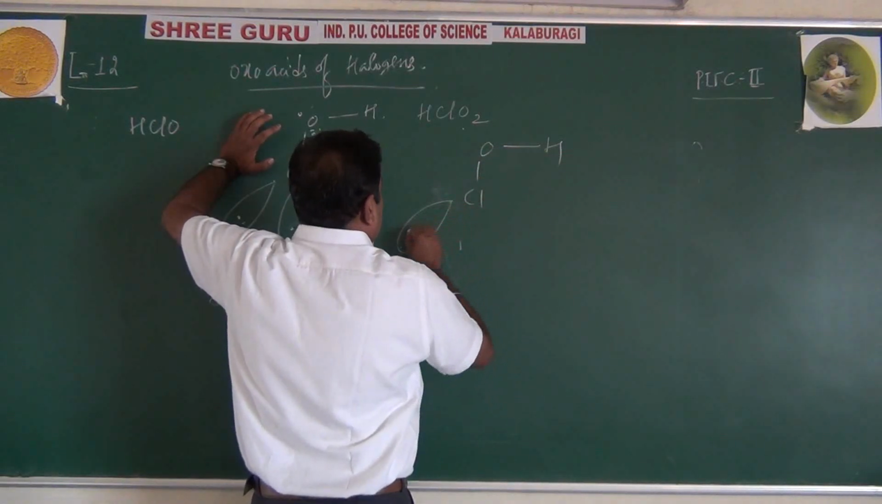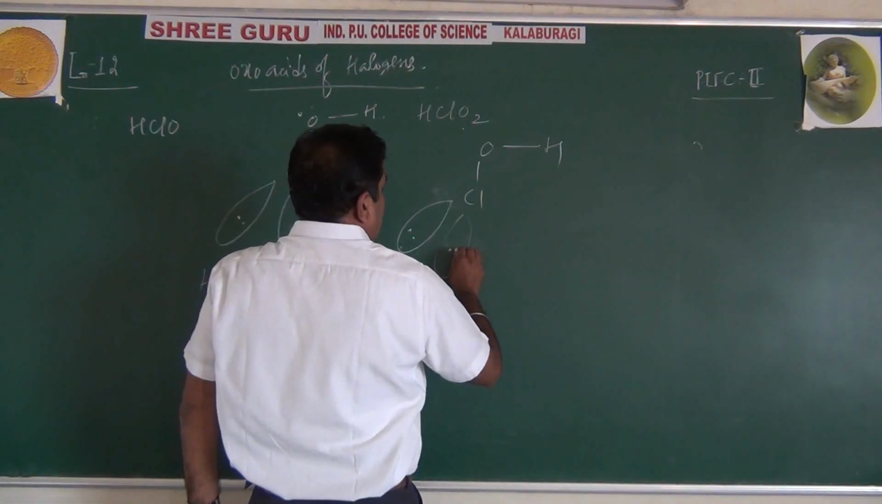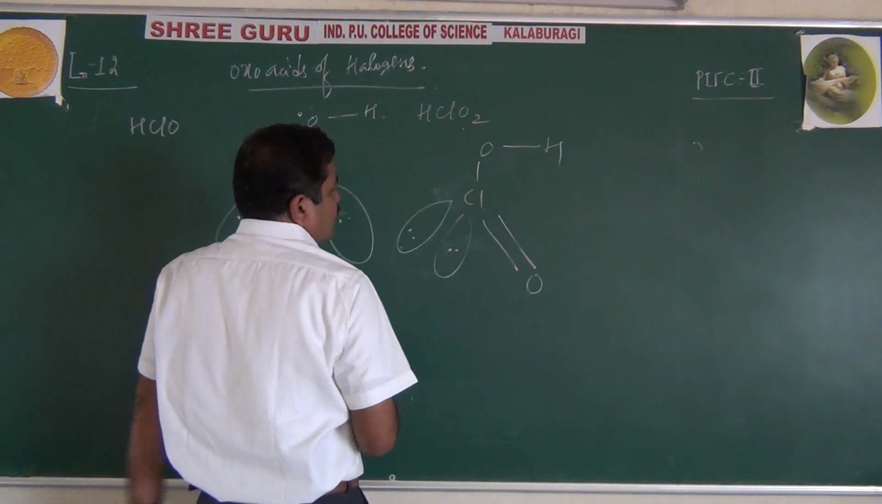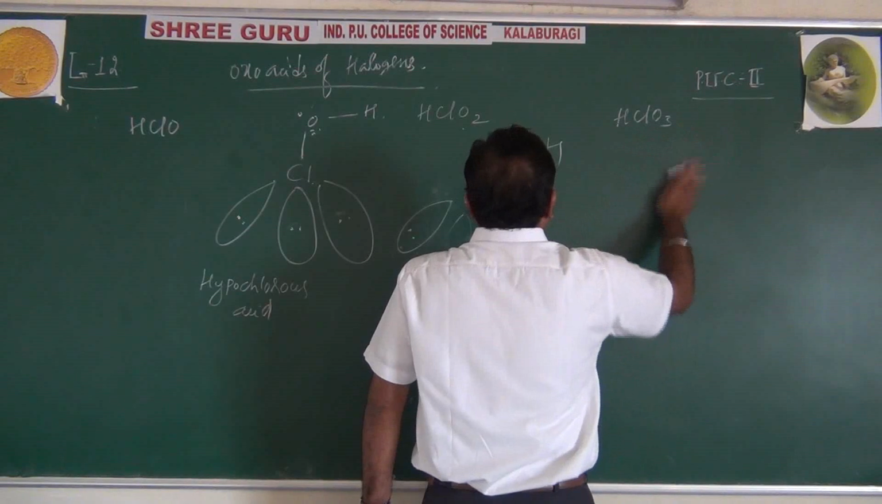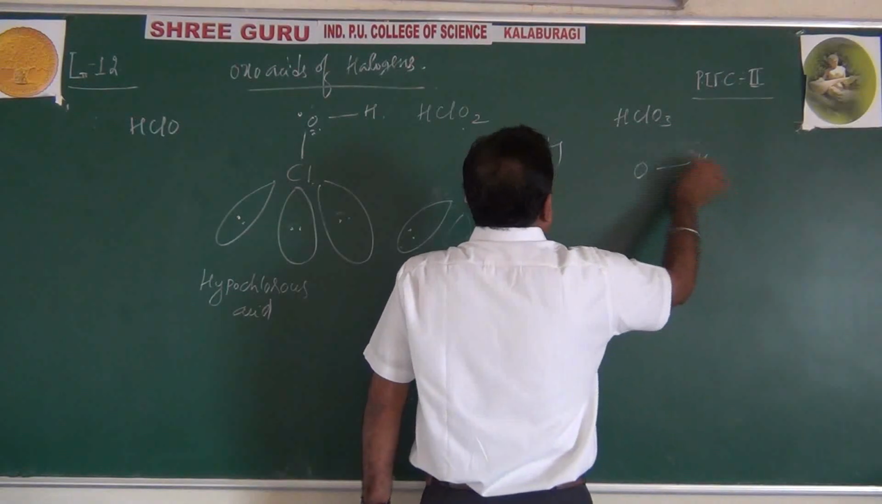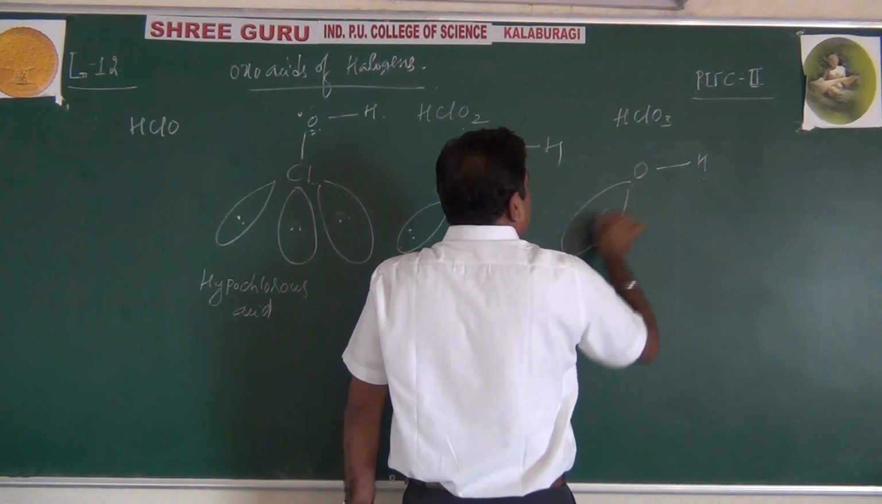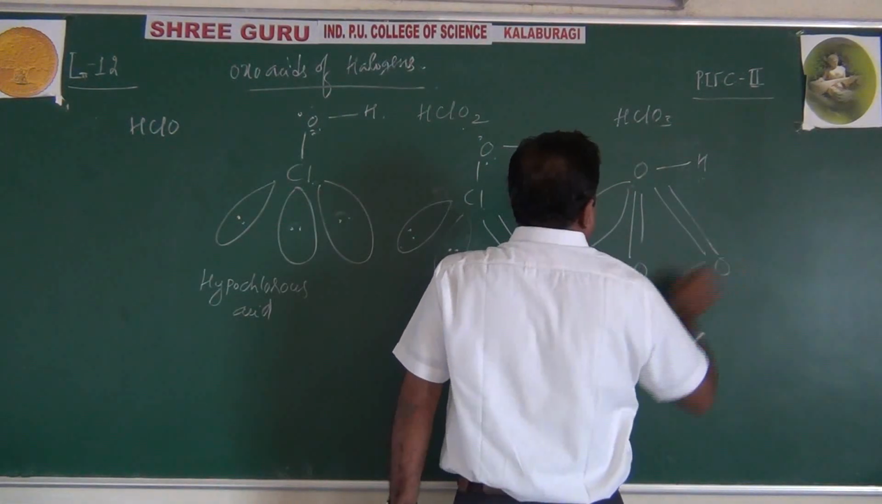Right, this will be the double bonded one. This is HClO2. Then HClO3. OH, right? Once again, only one single bond here. Double bond O, double bond O.